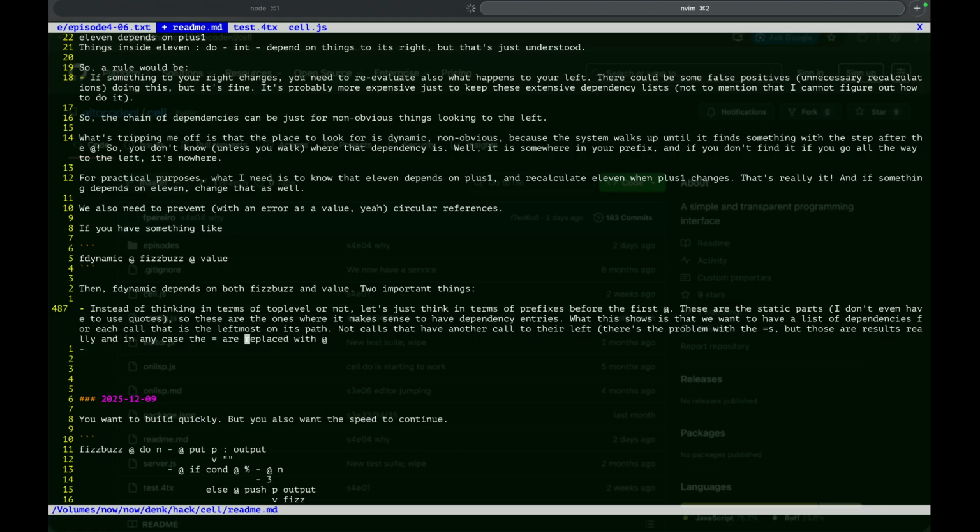Sorry, the ats are replaced with equals, so it's either irrelevant or it doesn't even happen. Therefore no. These are the calls that need a dependency list.